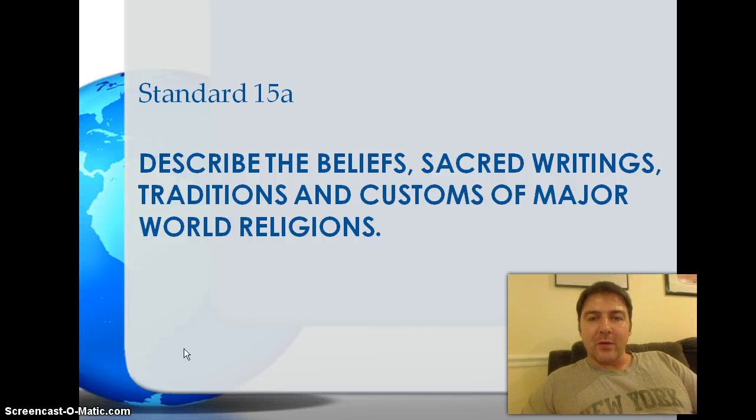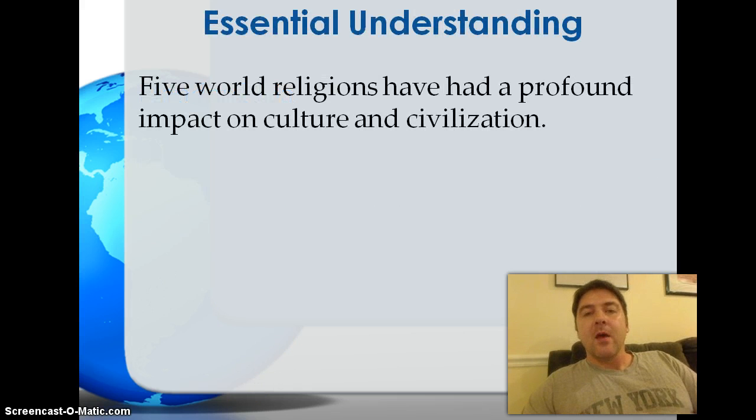Welcome to Standard 15A. The goal of this presentation is to help us describe the beliefs, sacred writings, traditions, and customs of major world religions. Our essential understanding for this standard is going back to our 5 world religions that we learned about in World 1, understanding that they've had a very profound or large impact on our culture and civilization of the world that we live in.